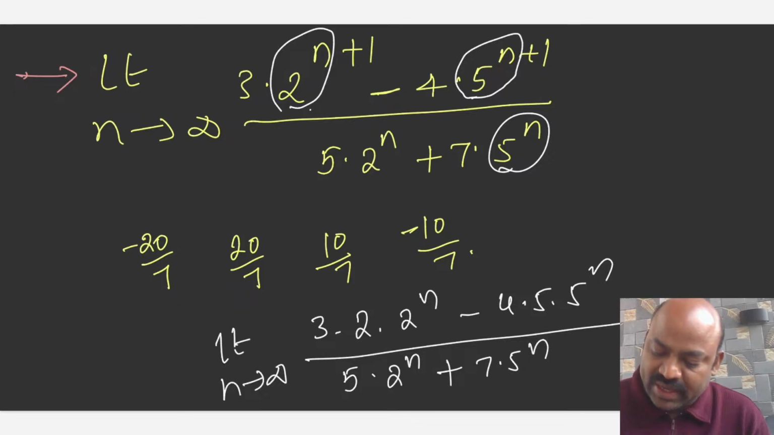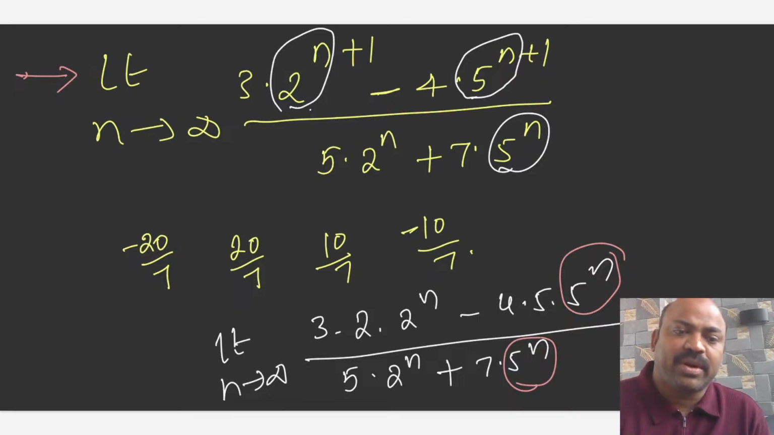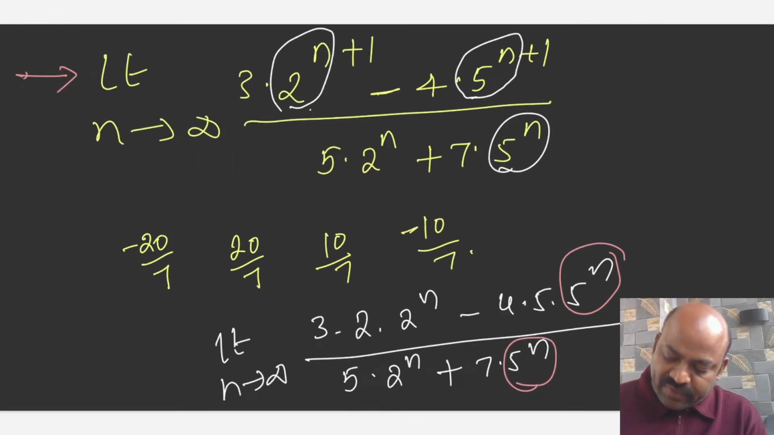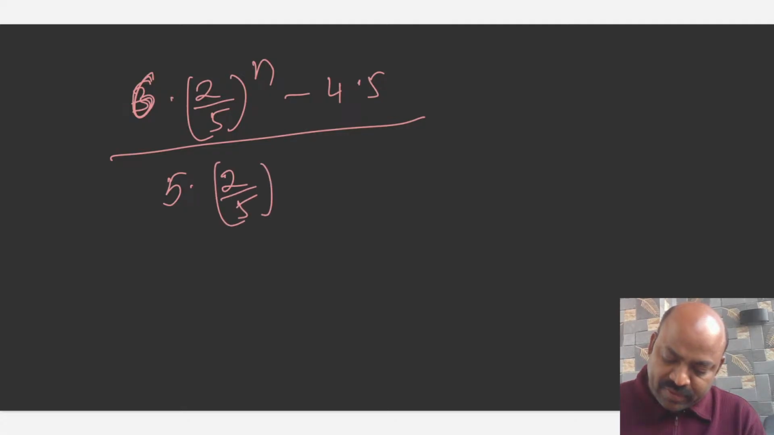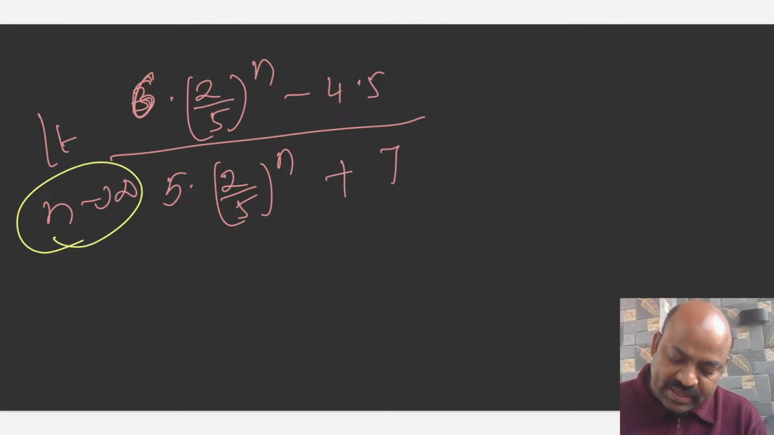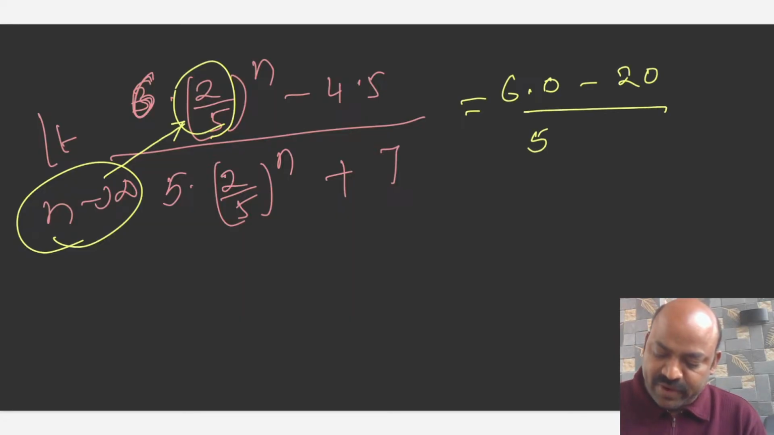I said you take whatever the higher value is. That's 5 power n common, in both numerator and denominator. When you take 5 power n common, this turns into (6 into (2 by 5) whole power n minus 4 into 5) by (5 into (2 by 5) whole power n plus 7), limit n tends to infinity. Now very simply, n tends to infinity and this is a fraction, so this fraction is going to become 0. So 6 into 0 minus 20 by 5 into 0 plus 7. So the answer is minus 20 by 7.